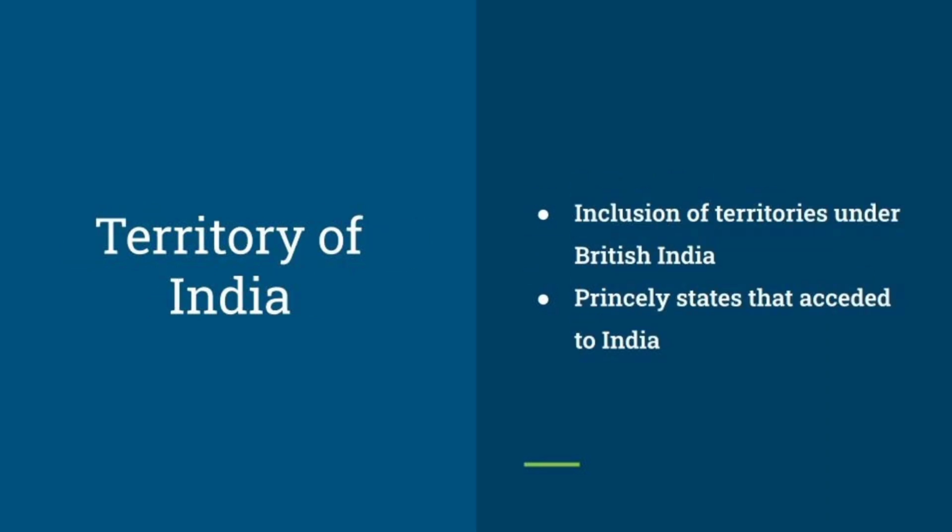Then next comes the territory of India. The next part of Article 1 describes the territorial extent of India. It states that India comprises the territories that were under the dominion of British India, including the territories of princely states that acceded to India before the commencement of the constitution. This provision ensures the inclusion of both British India and the princely states within the territory of India. And remember that the princely states acceded to India before the commencement of the constitution.